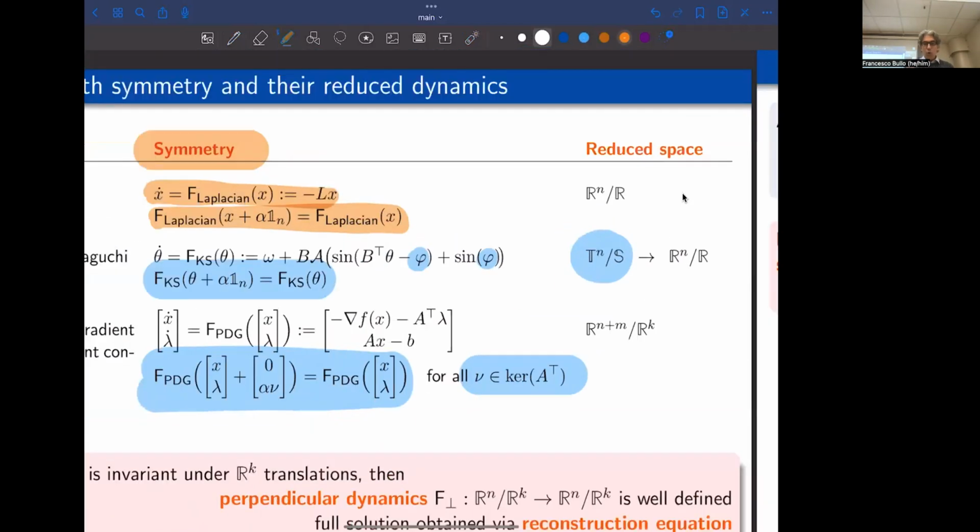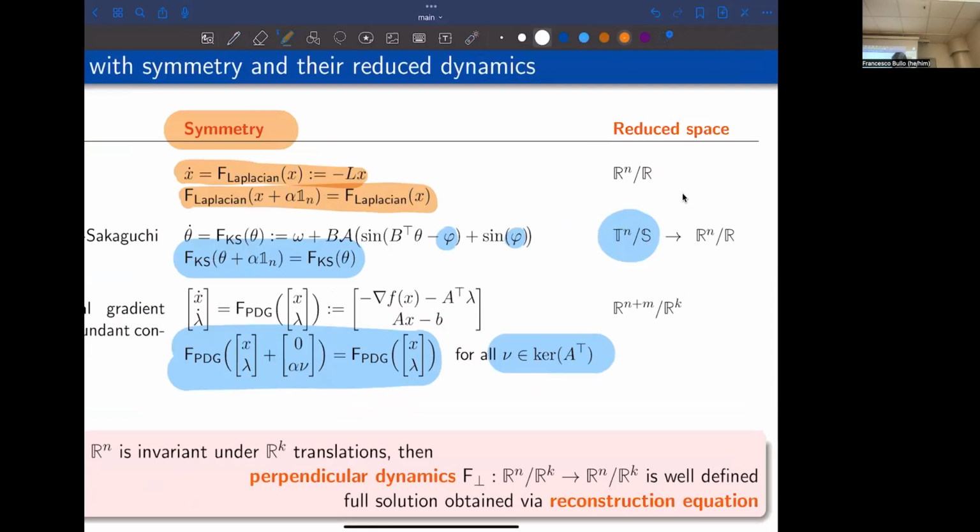And it turns out that in all cases, you think you are in a large space. It could be R^n, it could be an n-dimensional torus, it could be R^(n+m), n being the primal, m being the dual. But because of this invariance, really, you can think that your system is actually evolving in smaller spaces. This perpendicular space that I just showed you, what does the perpendicular dynamics do in the consensus problem? Perpendicular to the vector of ones.